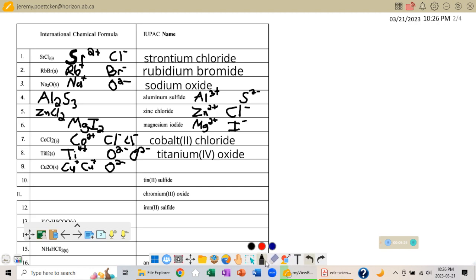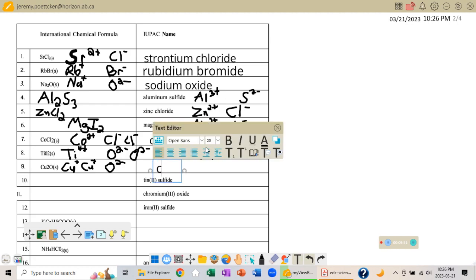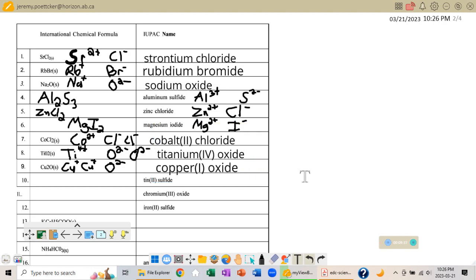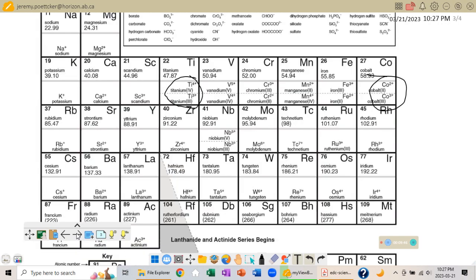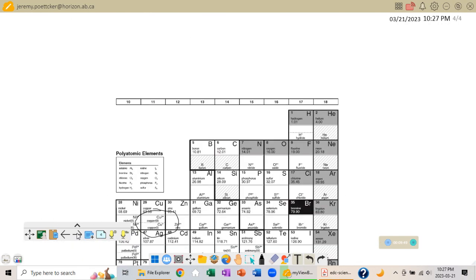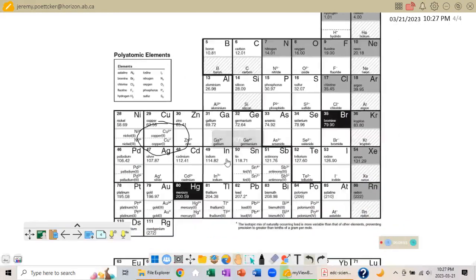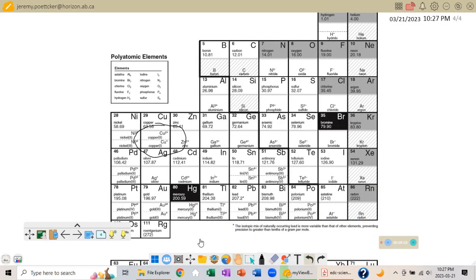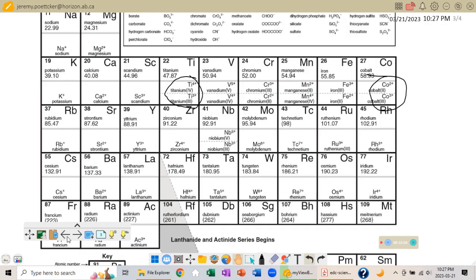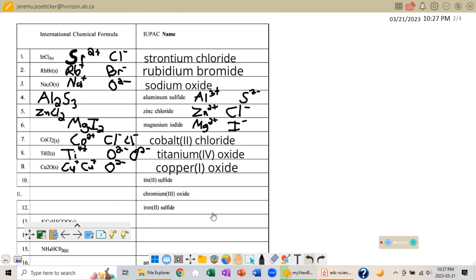And so this then becomes, when I write out the name, copper, Roman numeral 1, because it's a 1+ charge, oxide. All right, tin 2 sulfide. Now this one here, I know the symbol for tin, I should say. Zoom in, scroll down. Tin is right here, and it can be 4 plus or 2 plus. That actually doesn't matter because I am given the name.